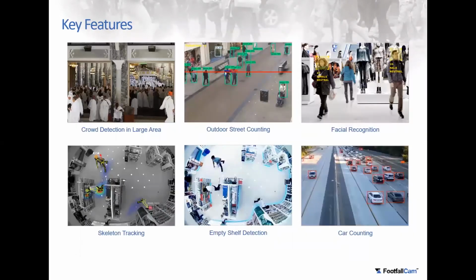Centroid offers a number of key data insights for businesses, including crowd detection in large areas and venues, outdoor street counting for traffic flow and density, facial recognition for security and demographics, skeleton tracking to analyze customer behavior, empty shelf detection for retail stores, and car counting on busy roads. Over the next few slides, I'll discuss these features in a bit more detail, but feel free to raise questions as we go.